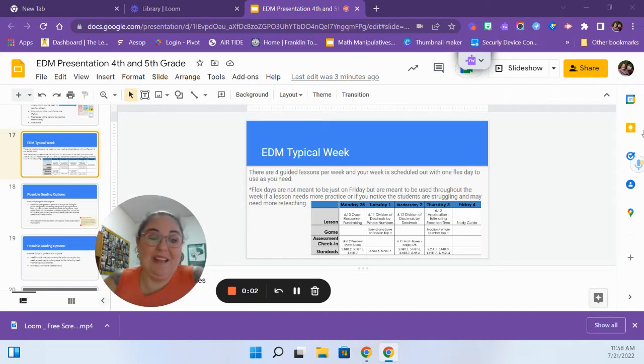This is an example of what an Everyday Math typical week would look like. There are usually 4 lessons that you would have throughout the week, and then a flex day. The flex day can be used any day of the week and can be used for whatever you need.